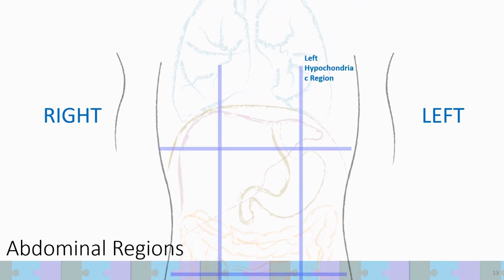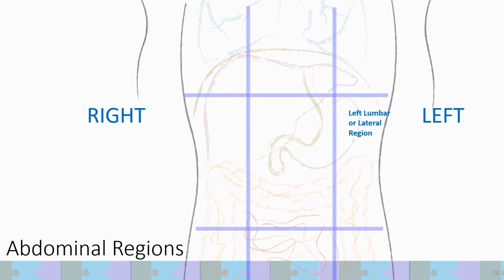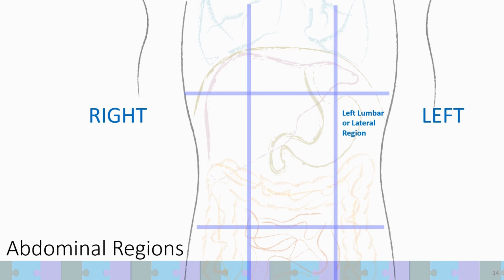All right, let's head down the left-hand side. So that left hypochondriac region contains the spleen, the pancreas, and part of the large intestine. All right, continuing down that left side, that left lumbar or left lateral region. Again, you're going to see that large intestine, so it actually goes through most of our regions, as you've noticed so far. There is the left kidney.